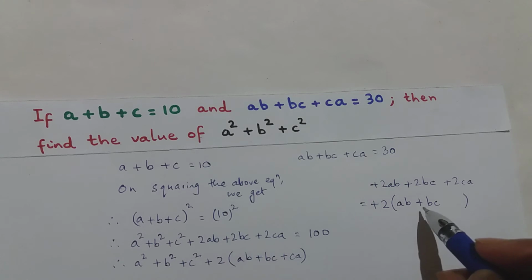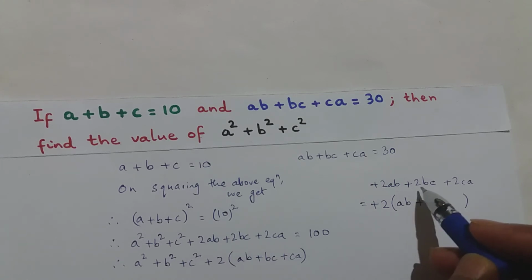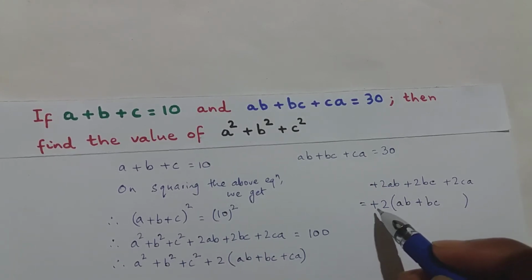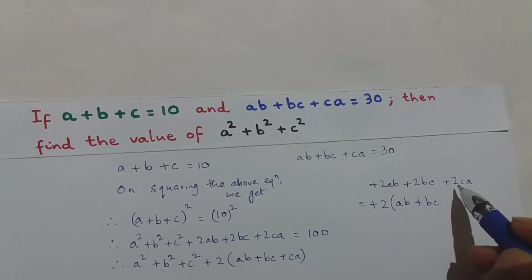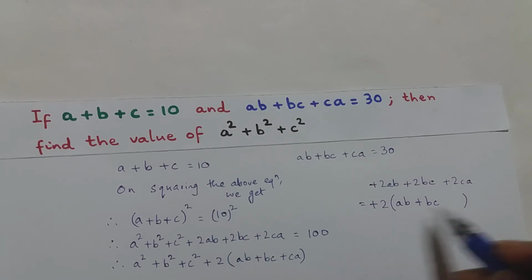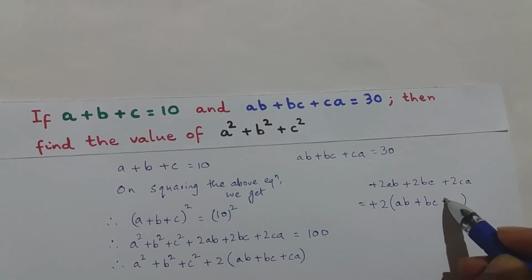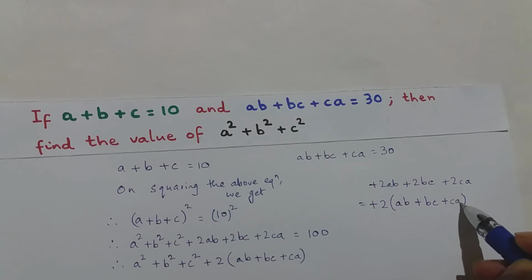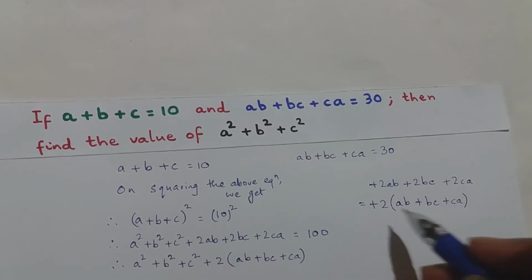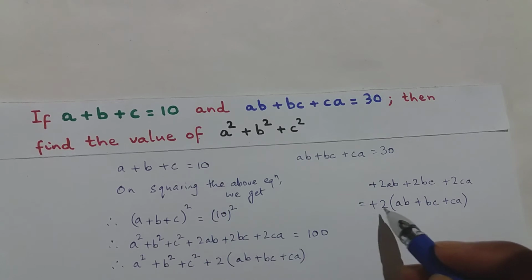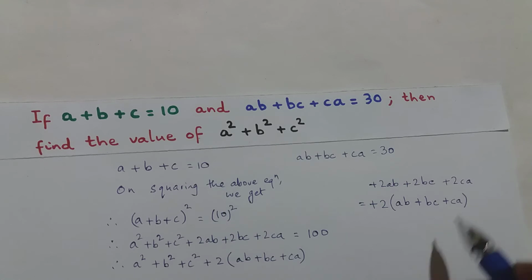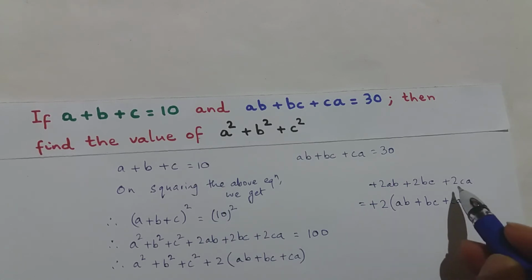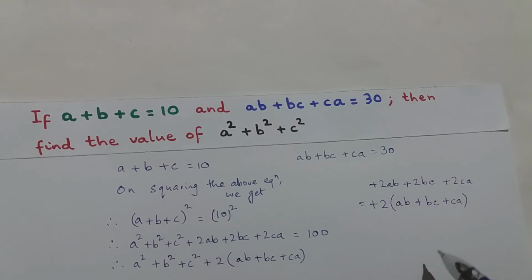So plus 2 multiplied to plus bc is plus 2bc, and plus 2 multiplied to what will give us plus 2ca? So plus 2 multiplied to plus ca will give us plus 2ca. Again we can check it. Plus 2 multiplied to plus ca: plus into plus is plus, 2 into ca is 2ca. And this is how I have done the factorization.